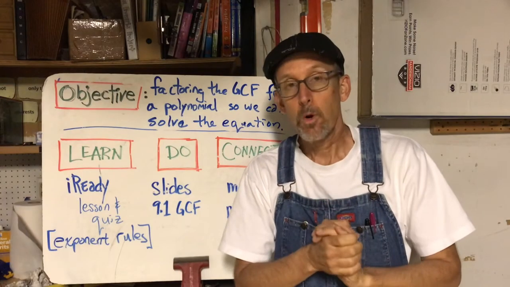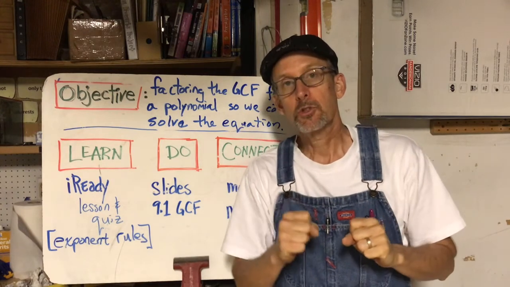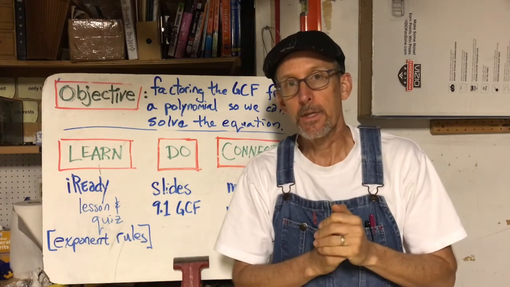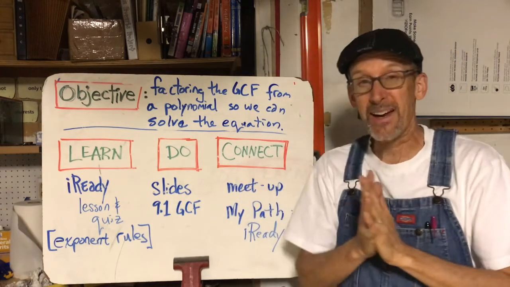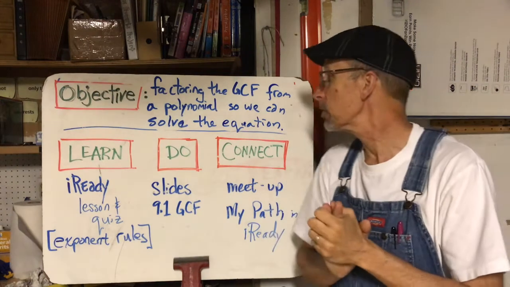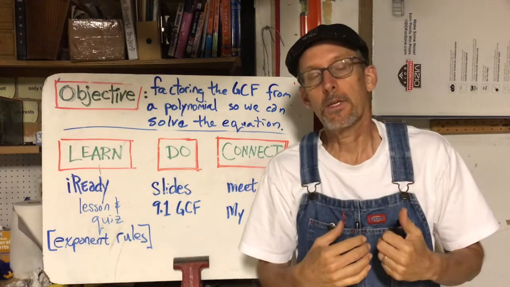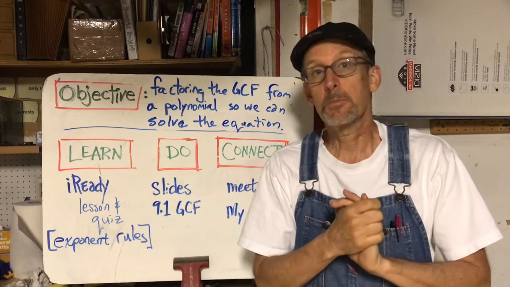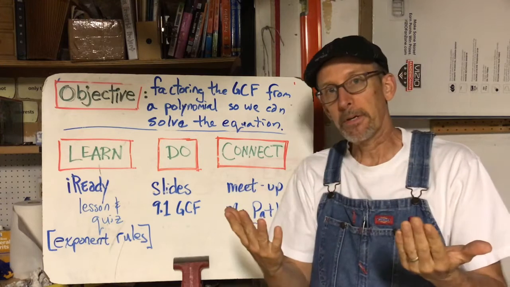Hello, Math 1. Mr. Osborne here. Going to give you a little introduction to your work this week. Okay, so your objective is going to be to factor out a greatest common factor from a polynomial. And we want to do that so that we can solve some equations using the zero product property.